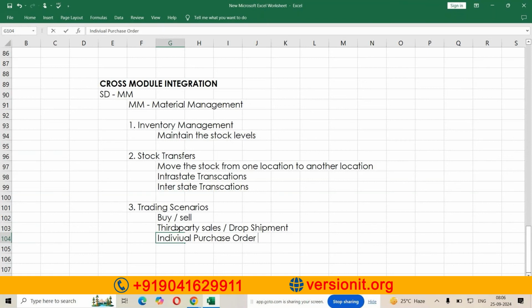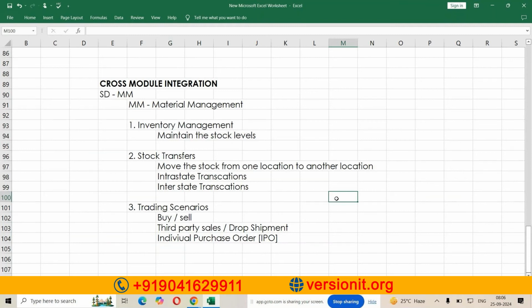Based on customer requirement, we buy the stock and we supply it. In case the customer is not placing an order, we are not going to buy any product. We don't keep that stock readily available in the inventory. Once we receive an order, purchasing activities will be done and we sell it to the customer and we make some revenue out of it. These are all going to be part of your trading scenarios. These are all life cycles we are going to be working on.